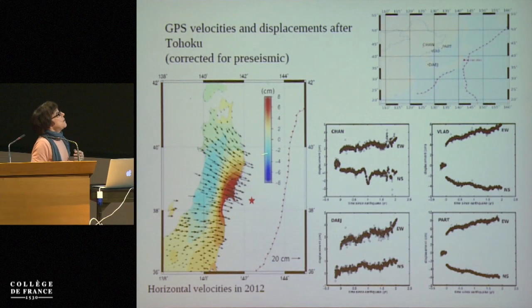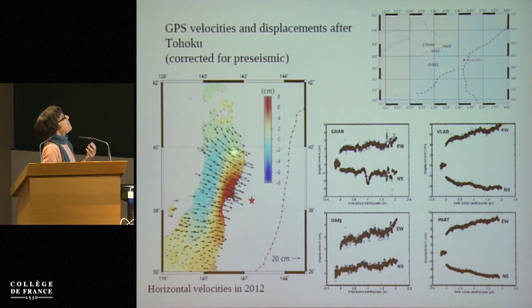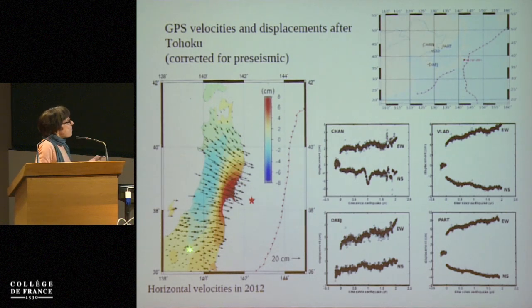So let us look more closely at the data. The place where the data is certainly the densest is Japan, which is covered with GPS stations. You also have GPS stations far away, for example in Russia, Korea, and China. The arrows here are the perturbation of horizontal velocities between before and after the Tohoku earthquake. The Tohoku earthquake was here.